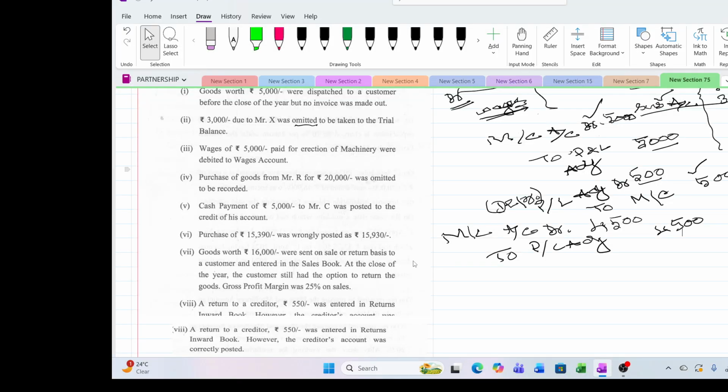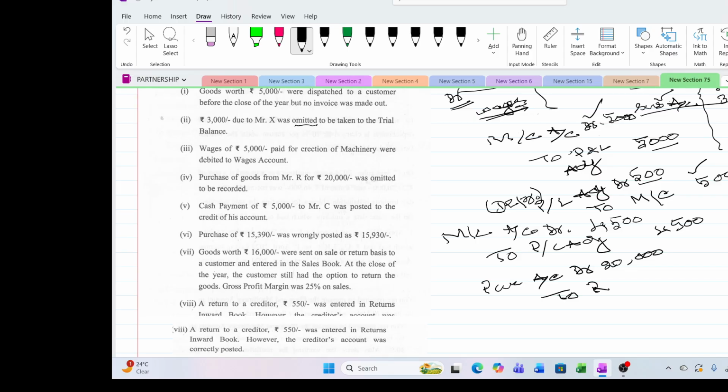Now moving on to the fourth one. Purchase of goods from Mr. R was omitted to be recorded. Both the items are omitted to be recorded. So purchases account is to be debited with 20,000 and R account has to be credited with 20,000. So this is totally omitted in the last year's trial balance. So what will happen? The trial balance will tally. So no need of anything.